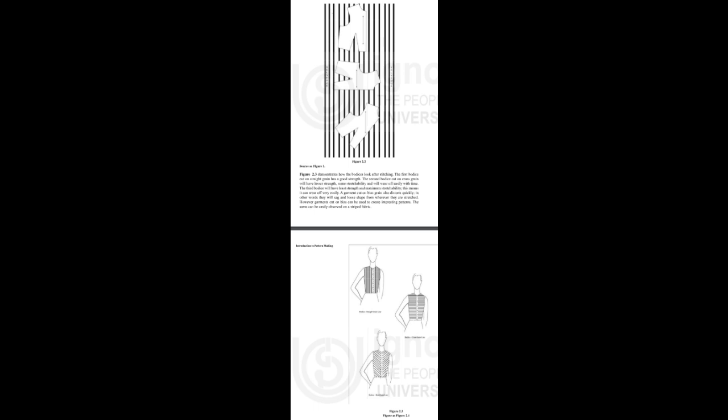A garment cut on bias grain also distorts quickly, in other words they will sag and lose shape from wherever they are stretched. However, garments cut on bias can be used to create interesting patterns. The same can be easily observed on a striped fabric.